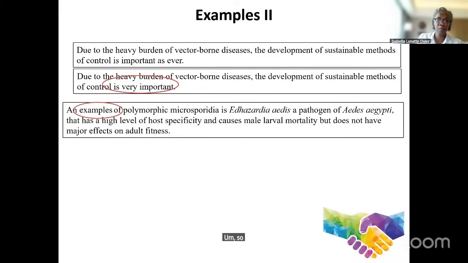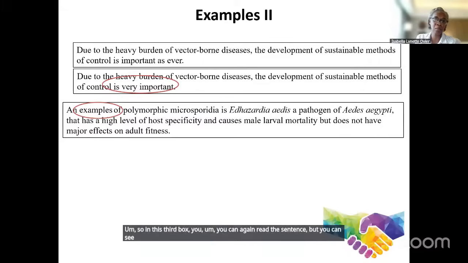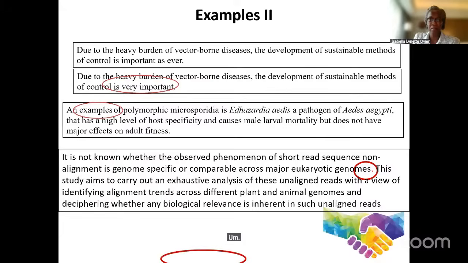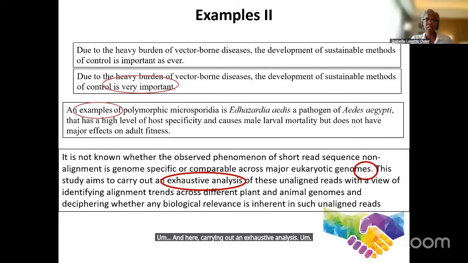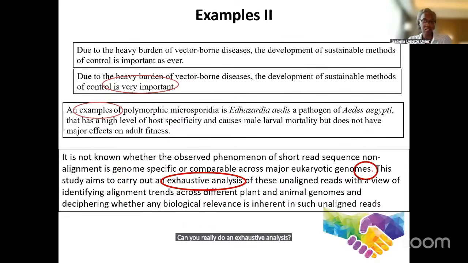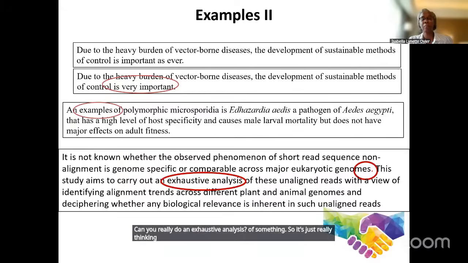So in this third box, you can again read the sentence, but you can see the error: "examples of." It's just plural, it should be "an example of." And then this last one, again, a long sentence where a punctuation mark was forgotten. And here, "carrying out an exhaustive analysis." There were some of those examples I gave where, can you really do an exhaustive analysis of something? So it's just really thinking about what am I saying? Does that make any sense?